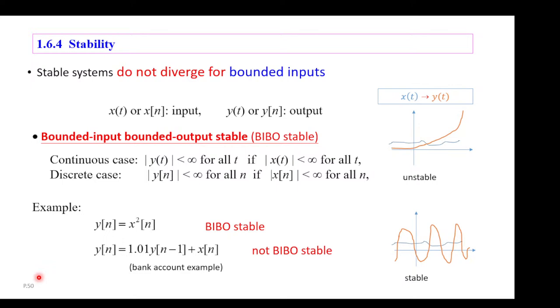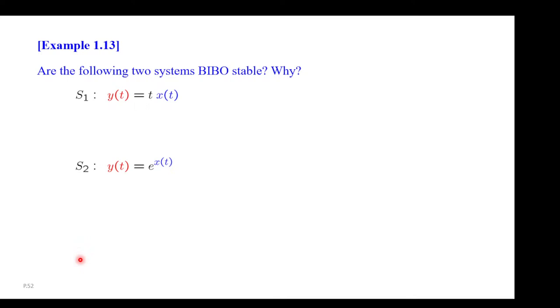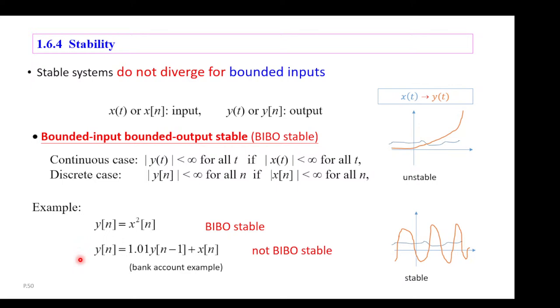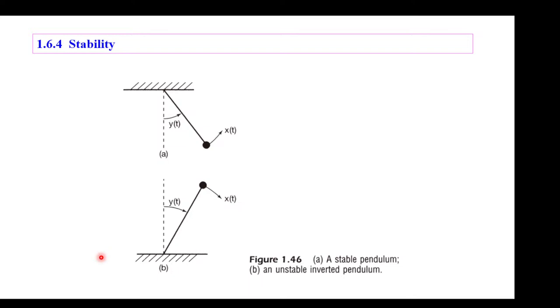Okay, so let's go to our question 2. So now we also have two signals. Are they BIBO stable or not? Oh, question. It's about the example of the previous one. This one? Why is example B unstable?